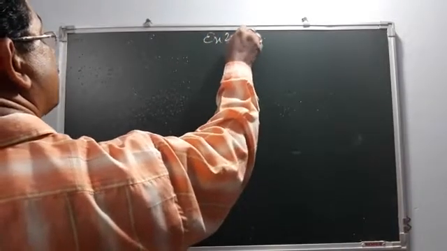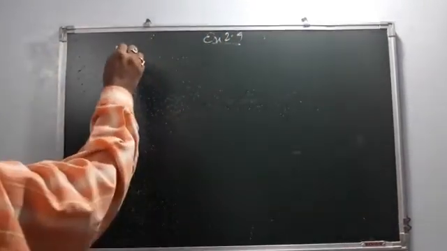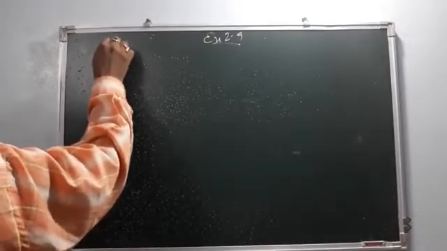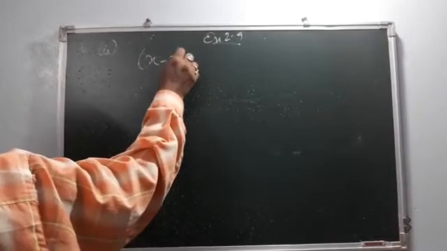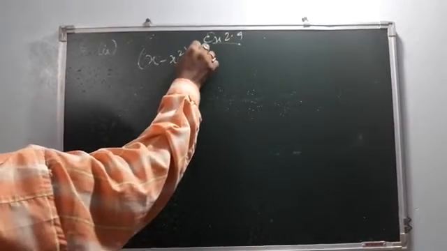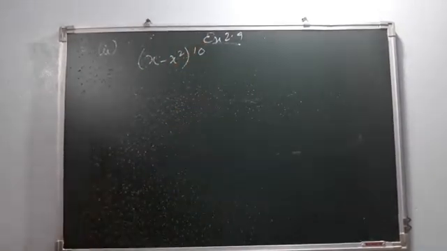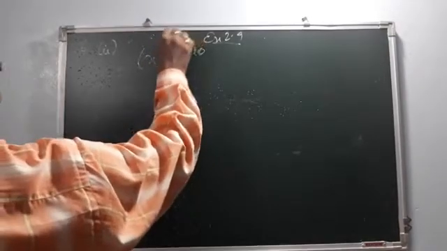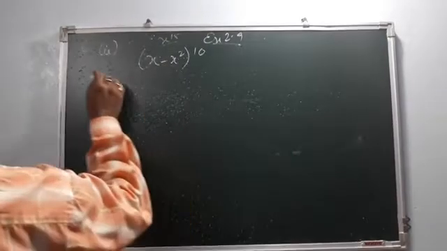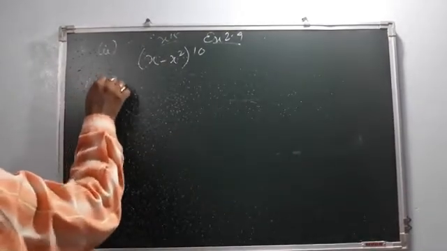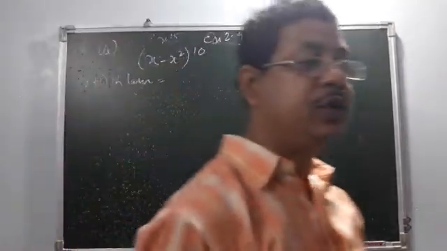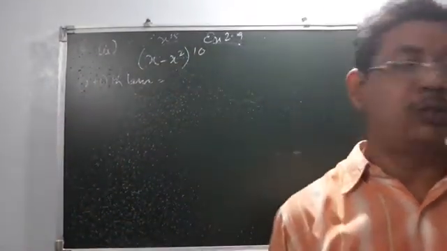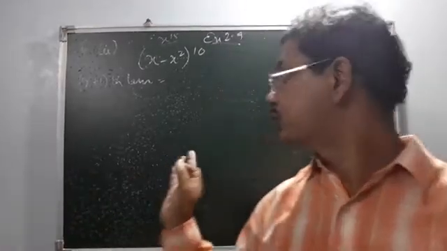So it is exercise 2.4, question number 6.2. They have asked, find the coefficient of x to the power 15 in this expansion. Now, x to the power 15, its coefficient you have to calculate. How to do? The r plus 1 term, that we said last day, so according to that we are going to do.